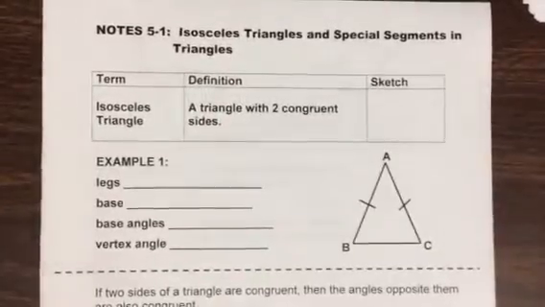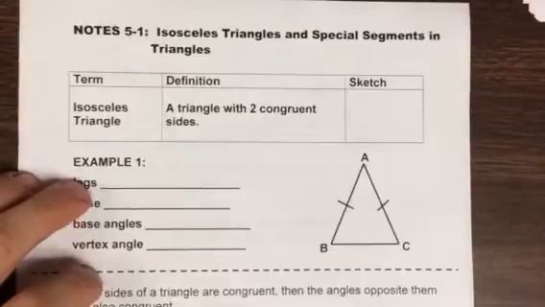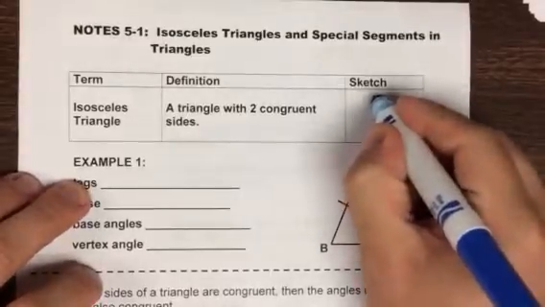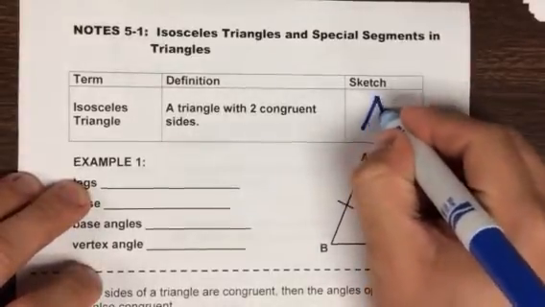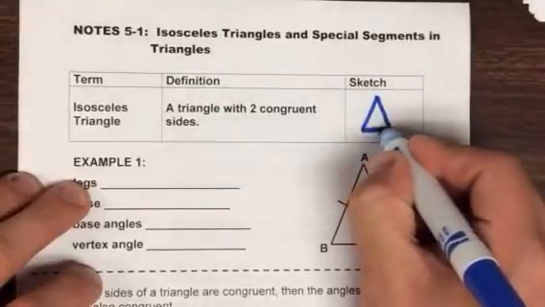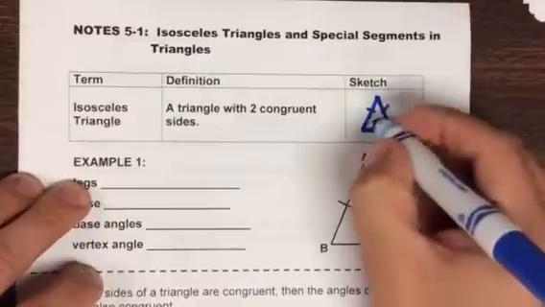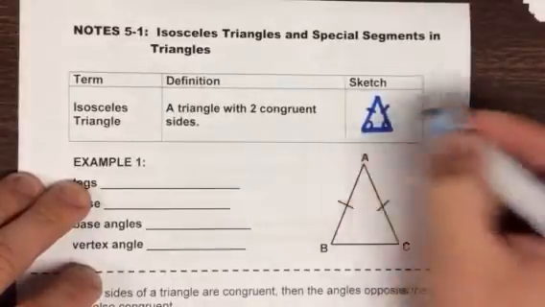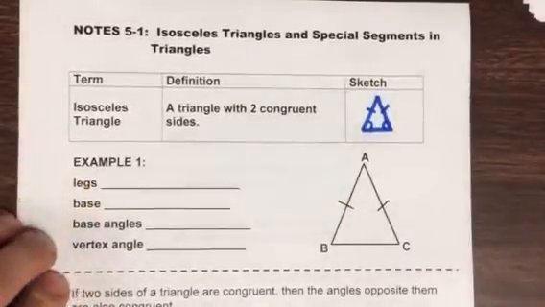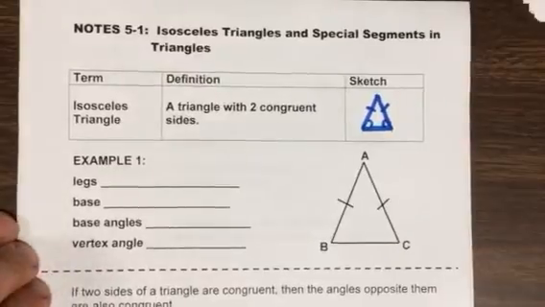Today we'll be talking about isosceles triangles and the special segments inside of a triangle. So the first thing we're talking about is the isosceles triangle. Knowing that it's an isosceles triangle, it is a triangle. An isosceles triangle just happens to have two congruent sides. And because I have two congruent sides, I also have two congruent angles. They're named our base angles, which we should talk about here in just a couple minutes.